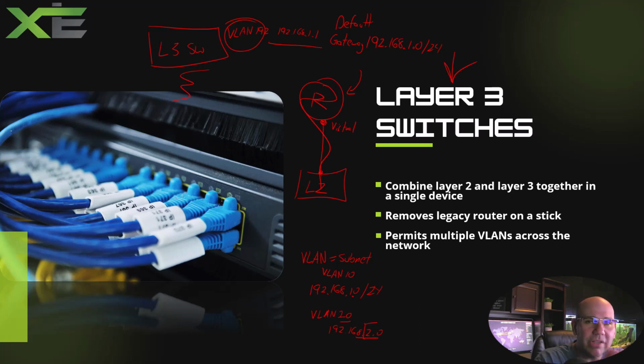So this is a relatively short video because you already know what a layer 2 switch does, and you already know what a router does. A layer 3 switch simply combines the two.